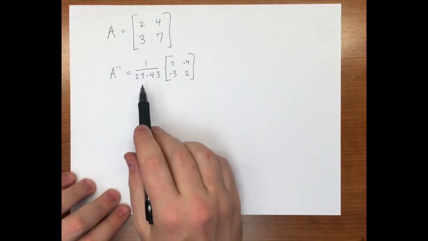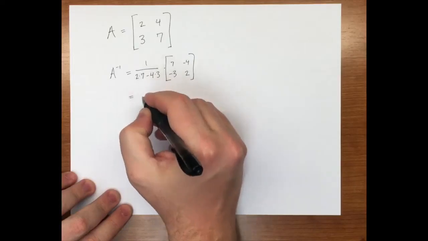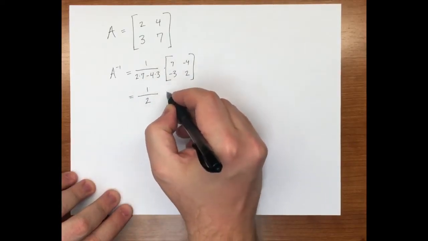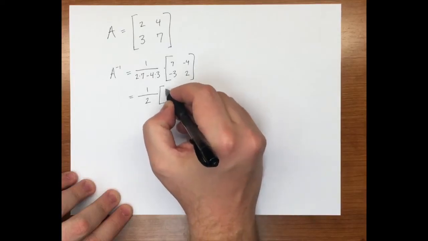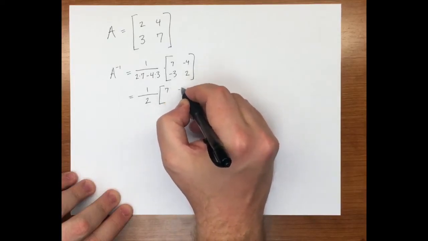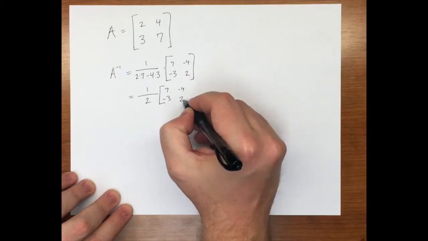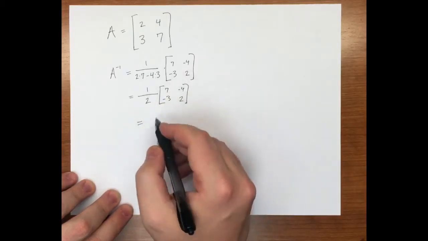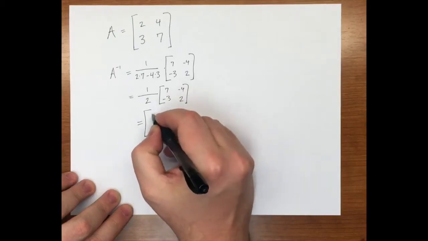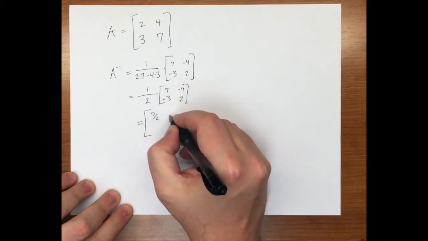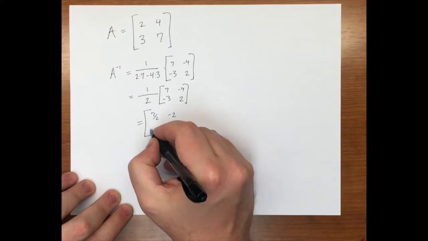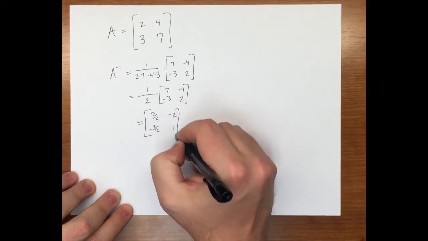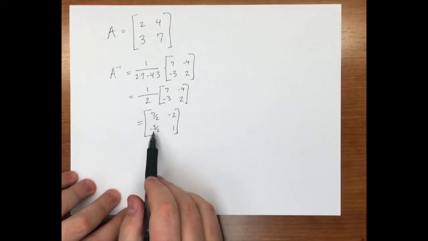refresh your memory. So here, A inverse looks like 1 over, we have 14 minus 12 is 2, and then multiply by the matrix 7, negative 4, negative 3, and 2. So this is a scalar multiplied by a matrix. You're going to end up with the matrix 7 over 2, negative 2, negative 3 over 2, and a positive 1. So here's our A inverse matrix, okay?